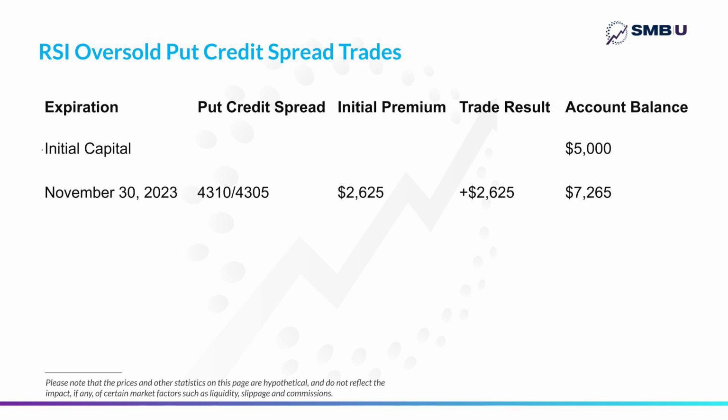Okay, so let's start a tally of how we're doing here. And starting with the $5,000 that we capitalized our account with, we will add to that the $2,625 that we made on the put credit spread trade, resulting in a new account total of $7,625.